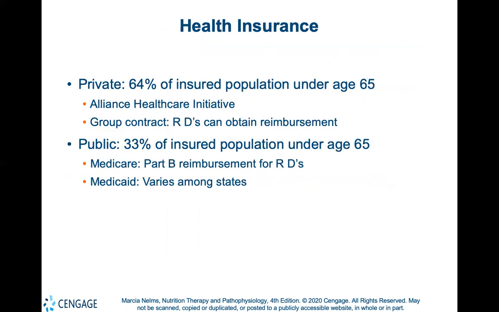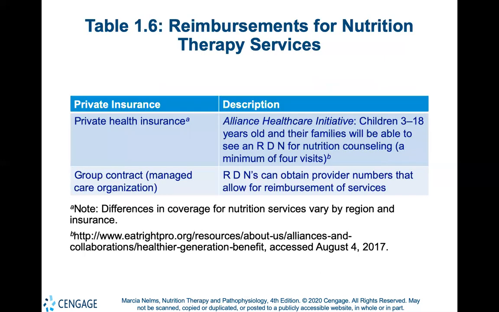Health insurance. 64% for private insurance; 64% of the insurance population is under the age of 65. Public insurance covers 33% of the insurance population under the age of 65. Many Americans were forced to live without health insurance before, because no one could really afford it.